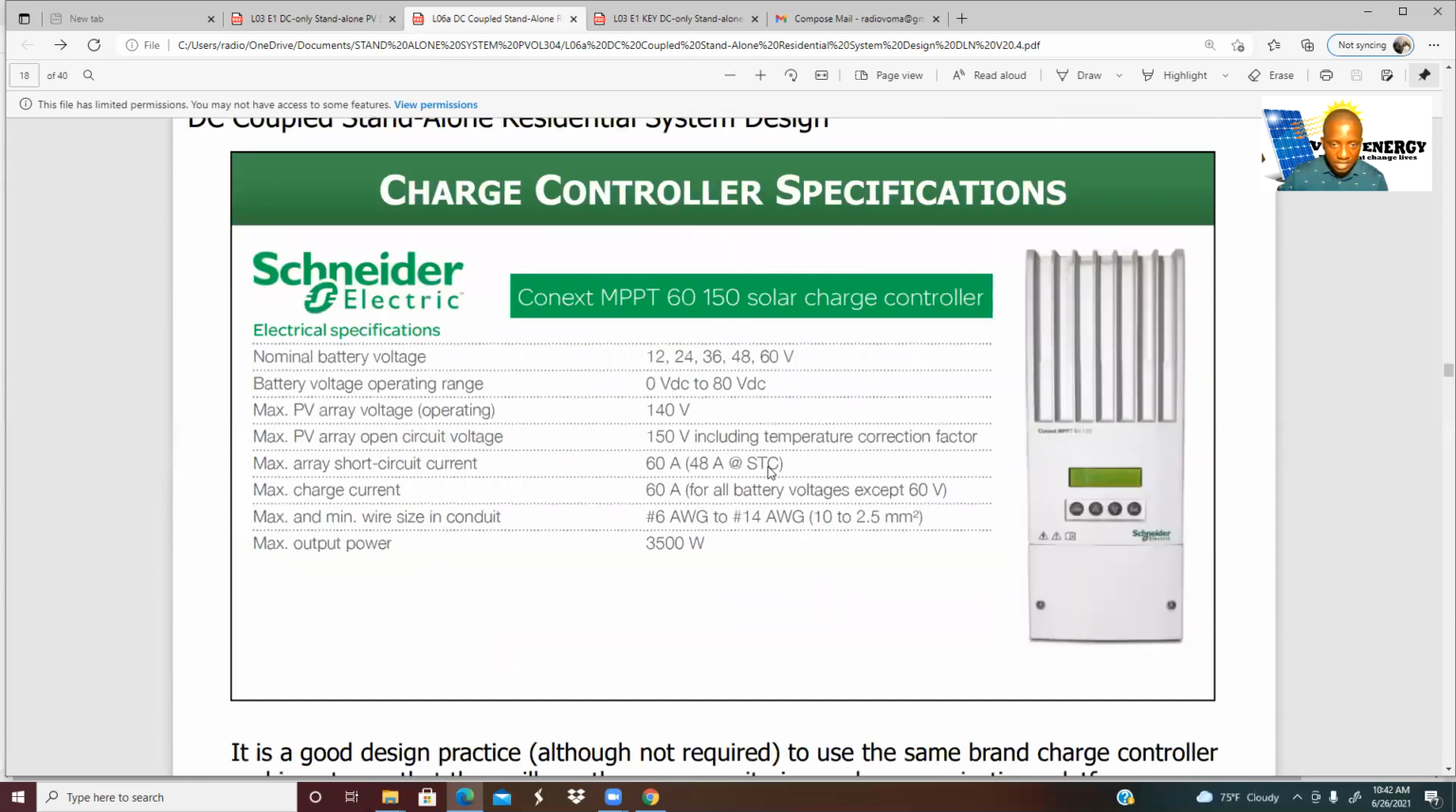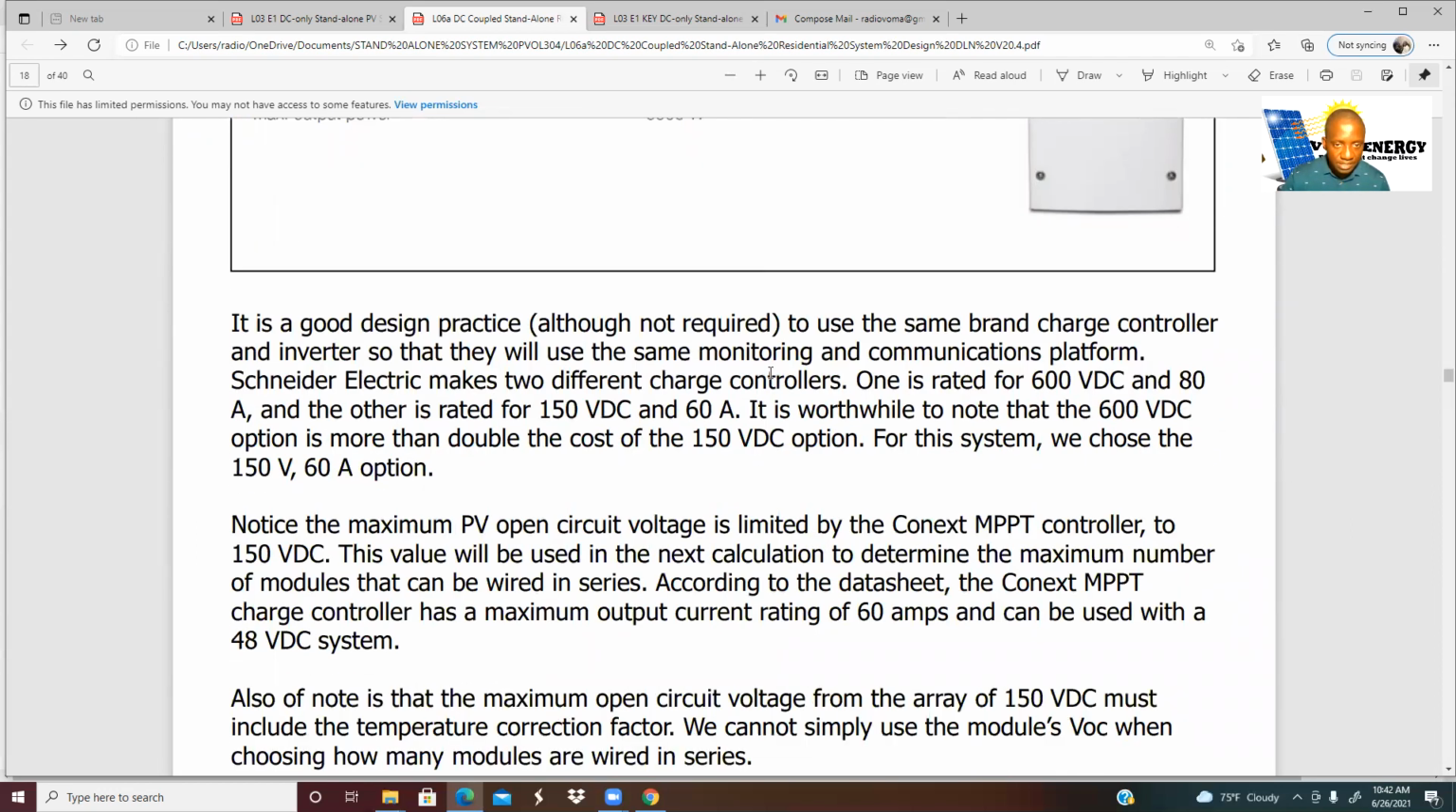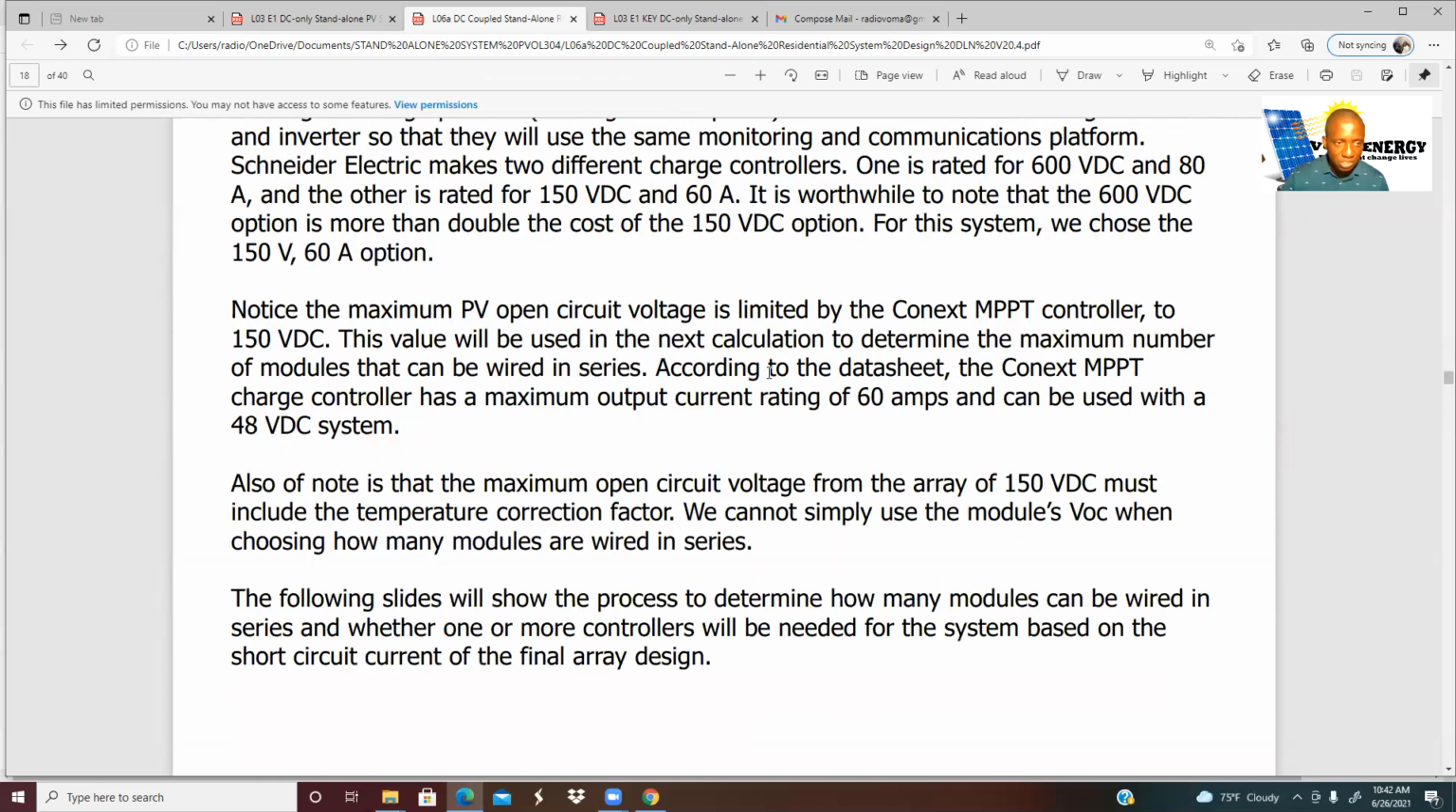Charge controller specification. We have this charge controller here that can handle 12, 24, up to 60 volt. That's a good charge controller. It is good design practice, although not required, to use the same brand. Sometimes you may not even have the budget to buy the same brand, but it's good practice.